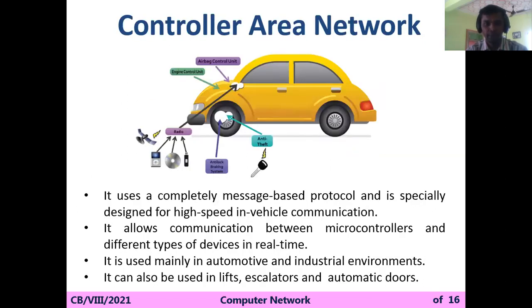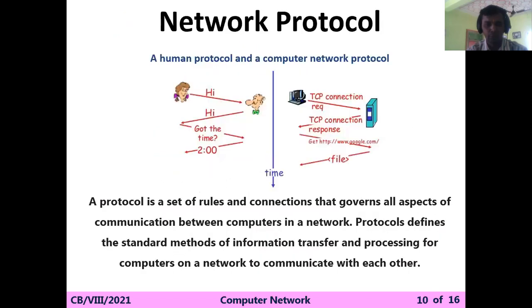Controller area network. It uses a completely message-based protocol and is specially designed for high speed in-vehicle communication. It allows communications between microcontrollers and different types of devices in real time. It is used mainly in automotive and industrial environments. It can also be used in lifts, escalators, and automatic doors.